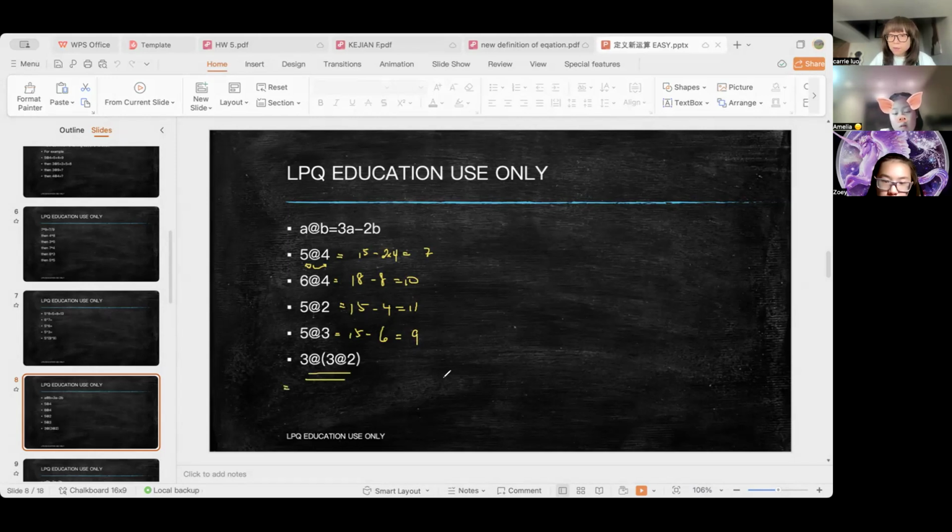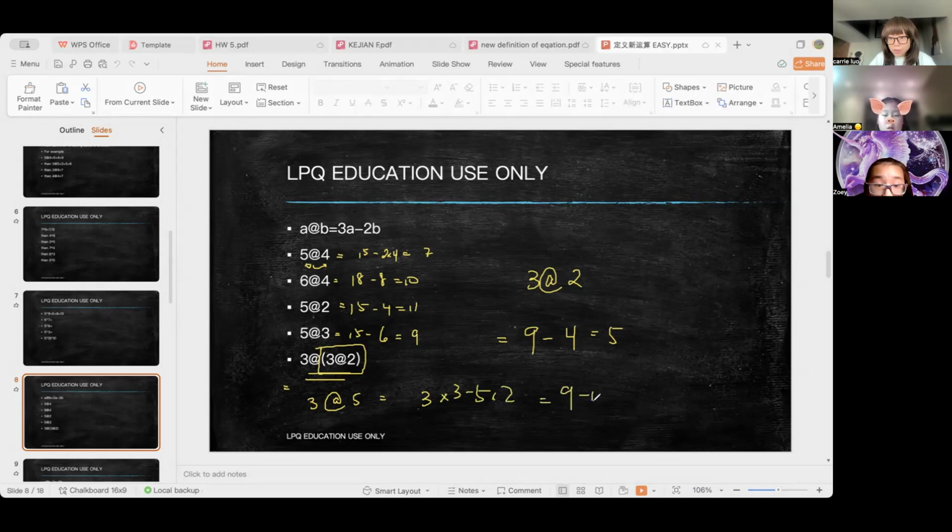Okay, so BEDMAS is still going to apply for all the new definitions and all the applications for the calculation. So let's take a look at this one. When you see the bracket, it's always the first priority. So 3 at 2. Okay, so 3 times 3 equals 9, minus 2 times 2 equals 4, so equals 5. So this question becomes 3 at 5. So 3 times 3 minus 5 times 2, so equals 9 minus 10 equals -1.